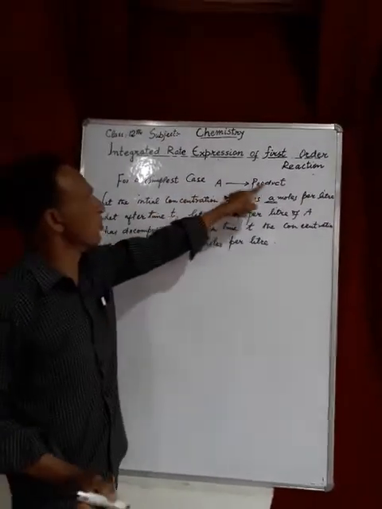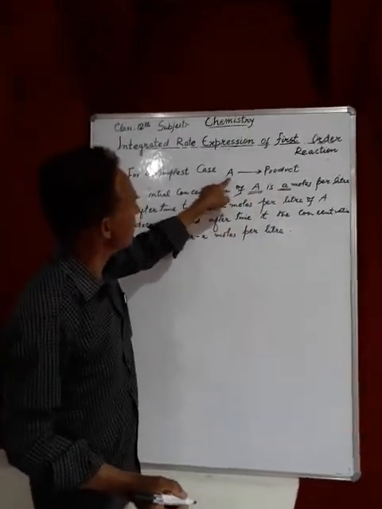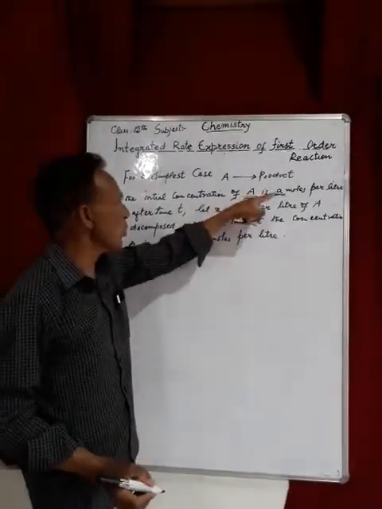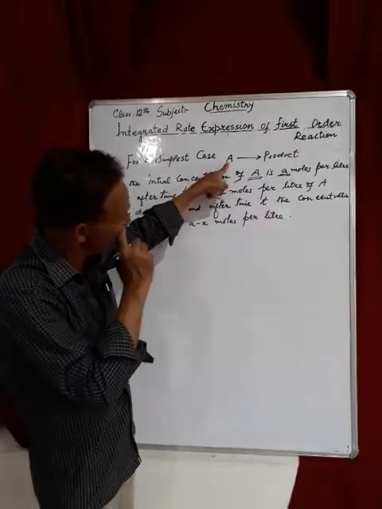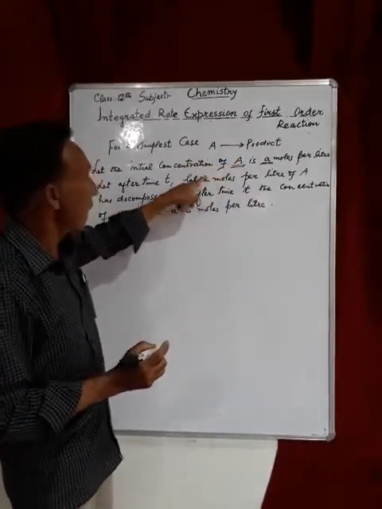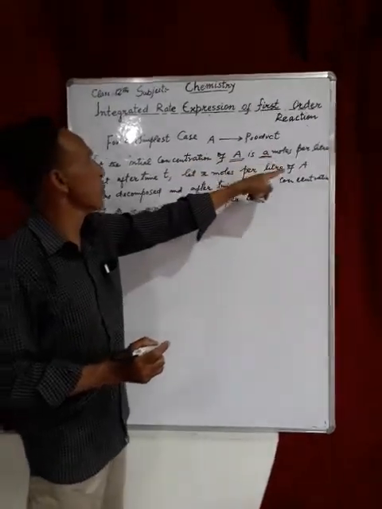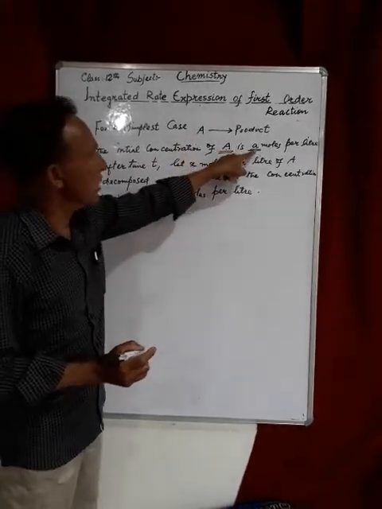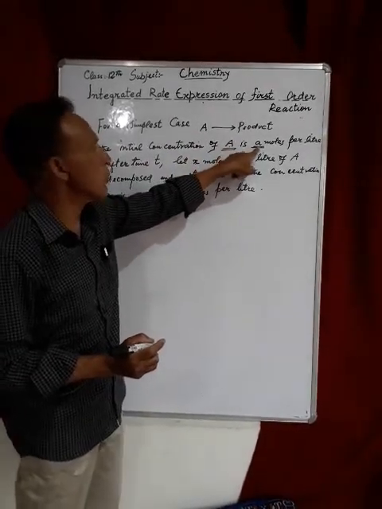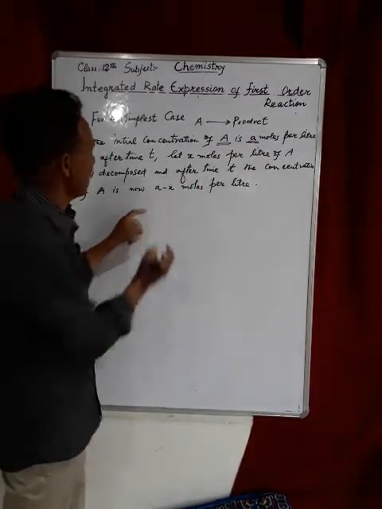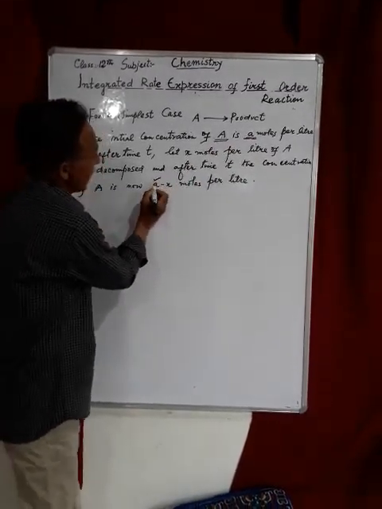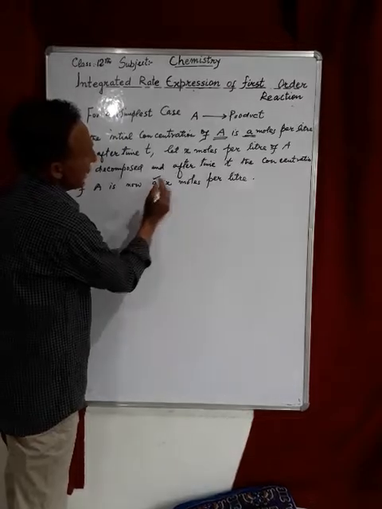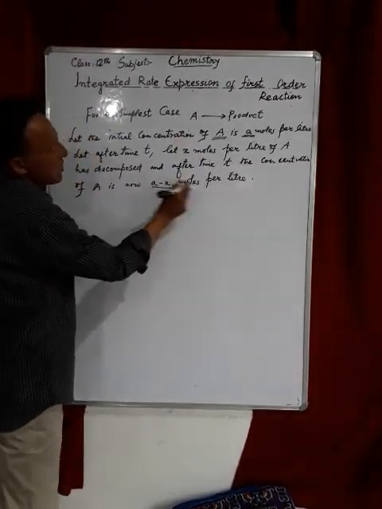That is, we have A gives the product. Initially we have a moles per liter of substance A, and x moles of it decompose and form the product after time t. So after time t, how much of A is left? a minus x moles per liter is left. Because initially we have a moles per liter, and x moles of it decomposed, so after time t, what remains of A is a minus x moles per liter.